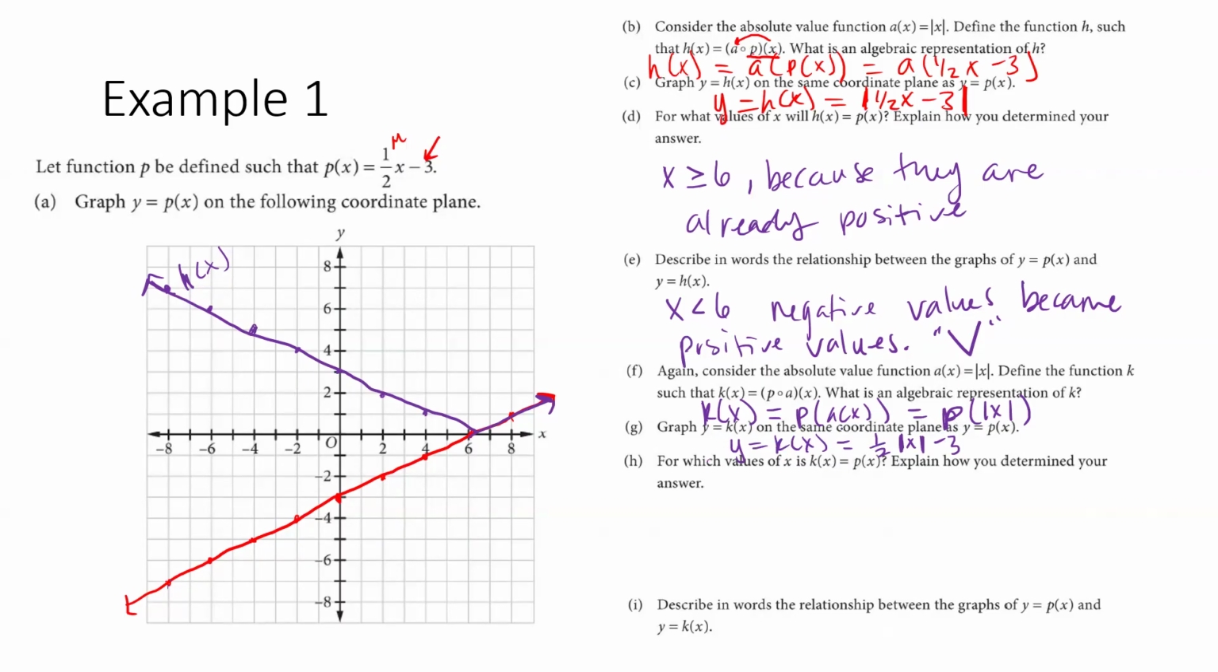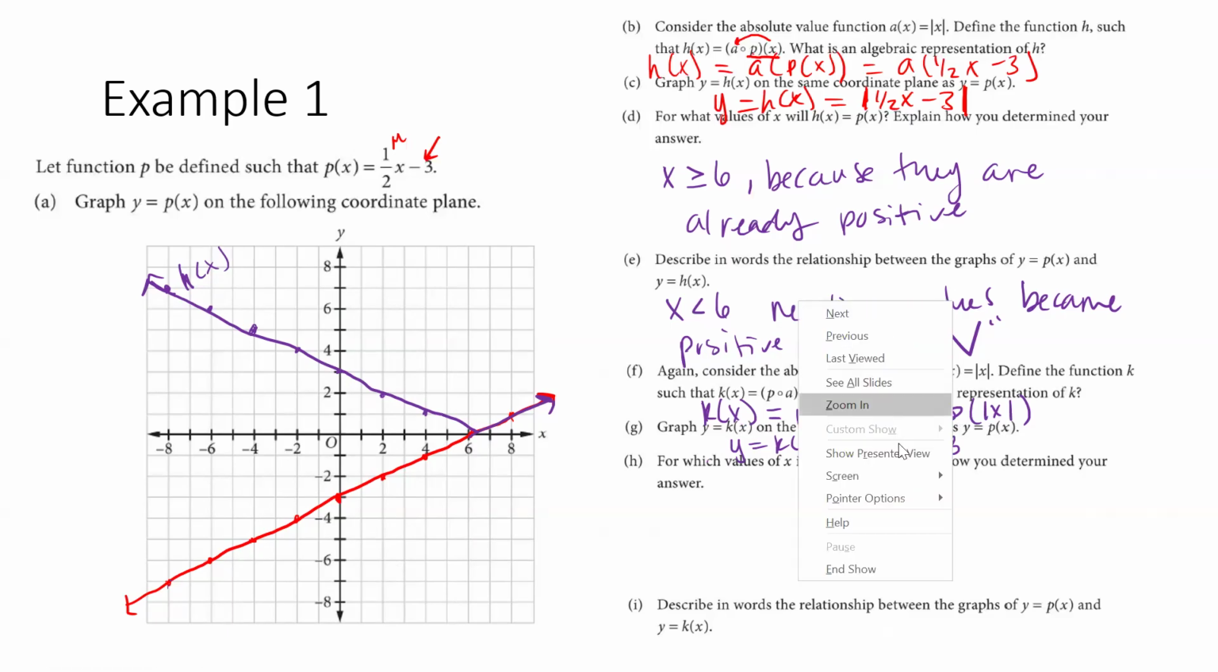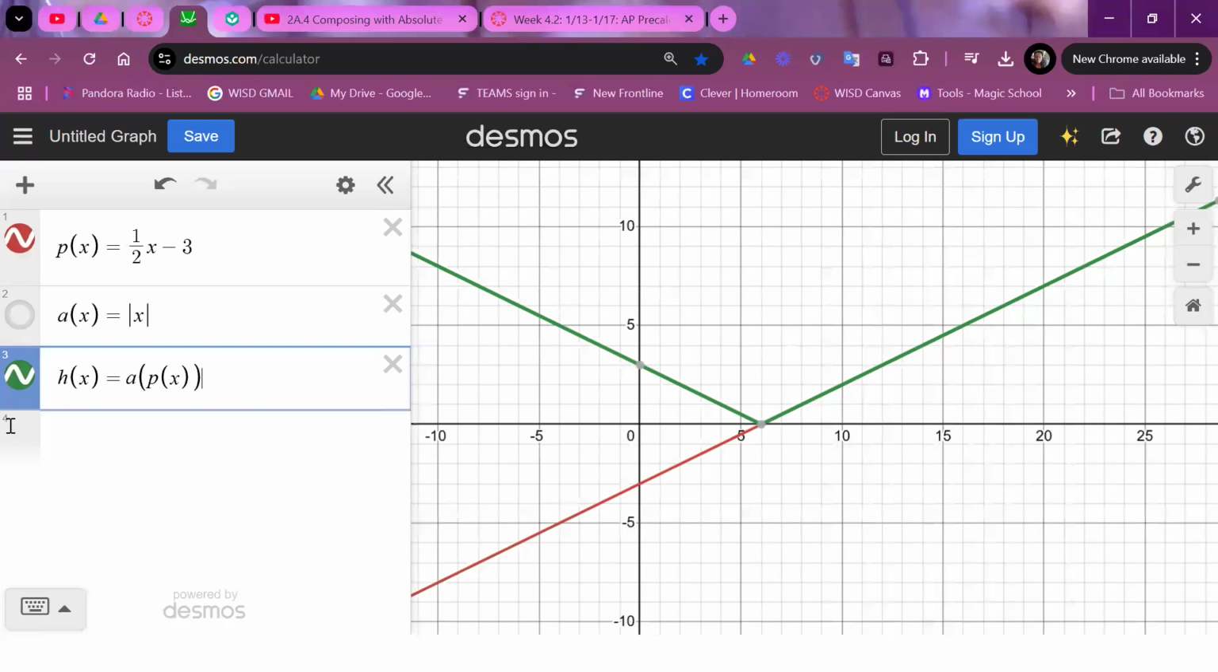It's a funky looking A, but it's an A. Okay, so here I go to Desmos. So I'm going back to Desmos. All right, so we've already looked at H. Now we're going to create K.